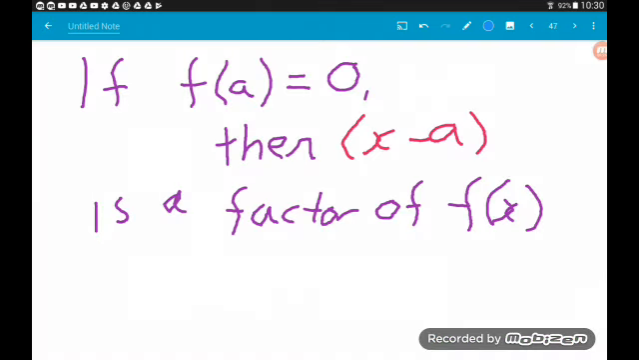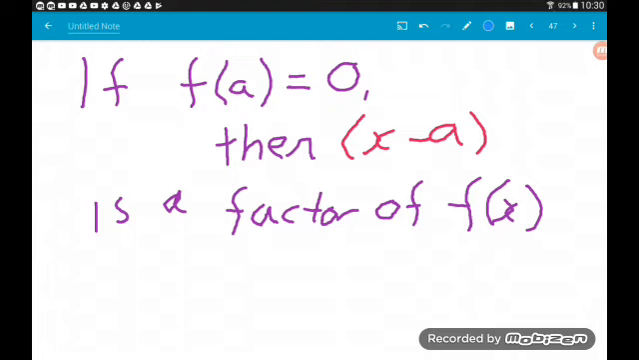Well, the Factor Theorem tells us that if f of a is equal to 0, then x minus a is a factor of f of x, where f of x is either a quadratic or a cubic or any higher powered polynomial. We call these things polynomials.